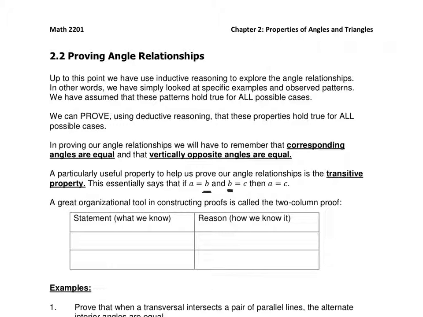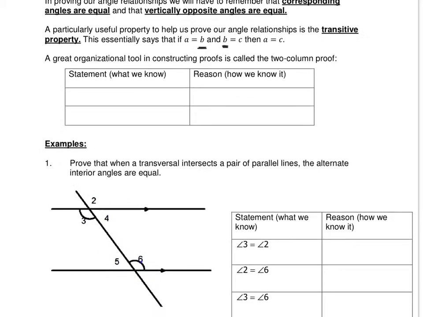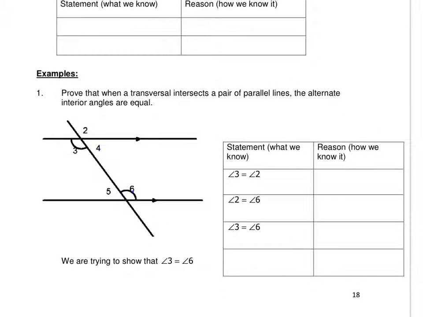The other thing we're going to do is organize our work in a two-column type proof where we have statements in the left column and the reasons listed in the right column. So let's try a couple of examples now. The first one we're going to prove is the property that when a transversal intersects a pair of parallel lines, the alternate interior angles are equal. This one is kind of started for you. You just have to put the reasons in.